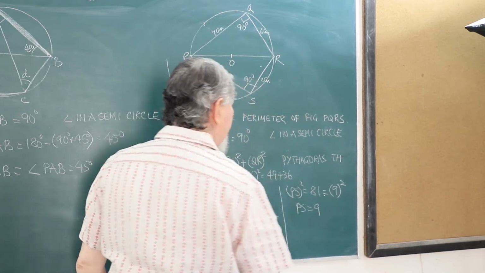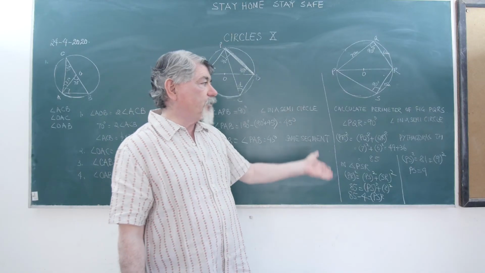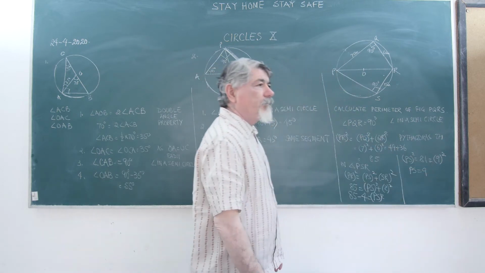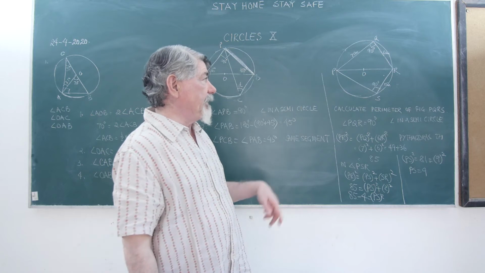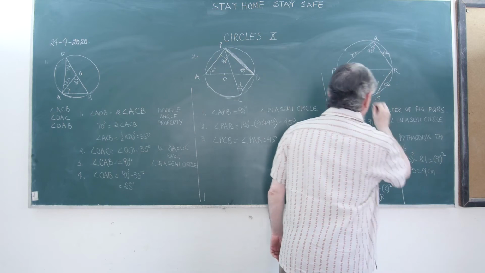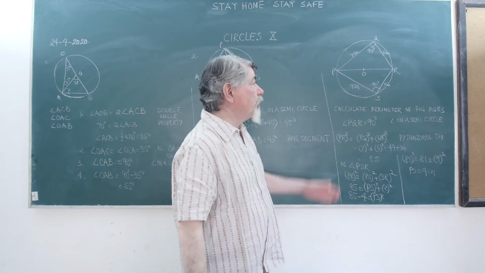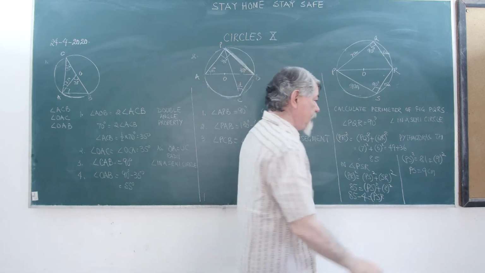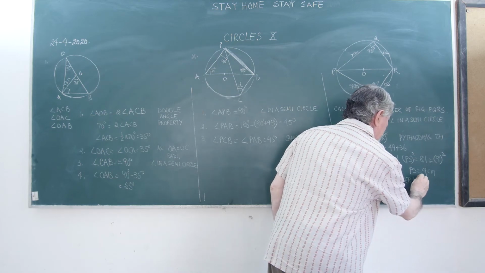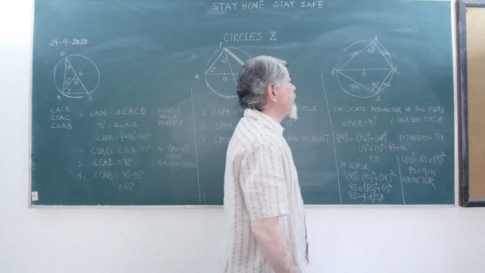I'm not writing plus minus because length is always going to be positive. Actually, whenever we take the square root, we should write modulus, because here we are talking about the length. So PS is 9 centimeter. So what will be the perimeter? Now you've got all the four sides. What is the perimeter? Perimeter is the sum of all the sides.